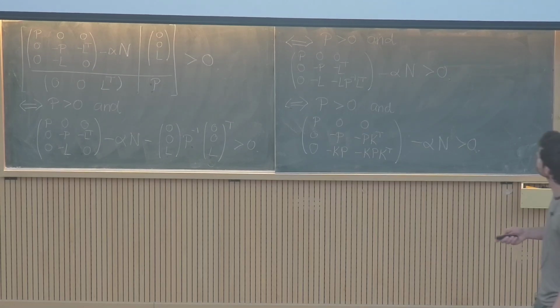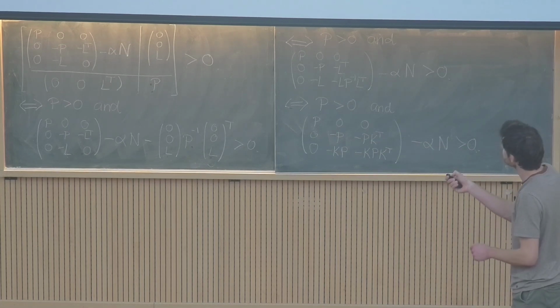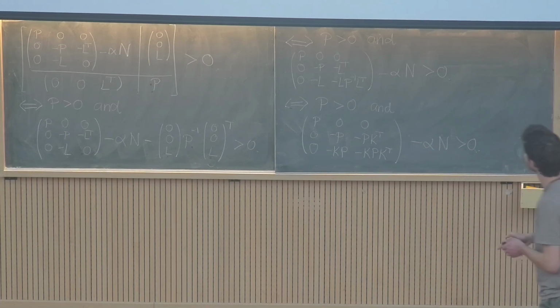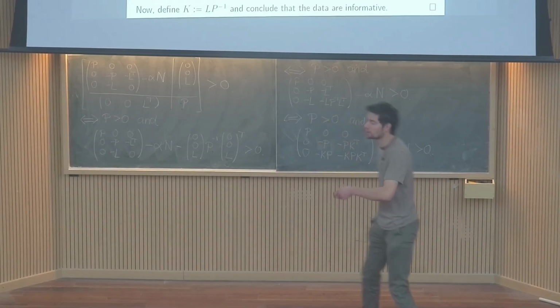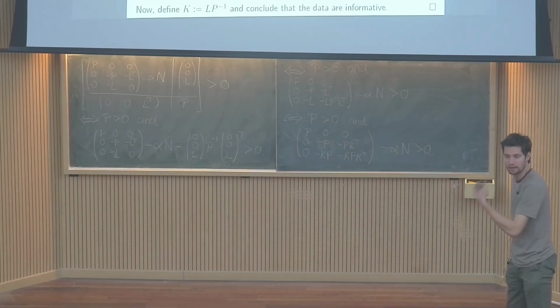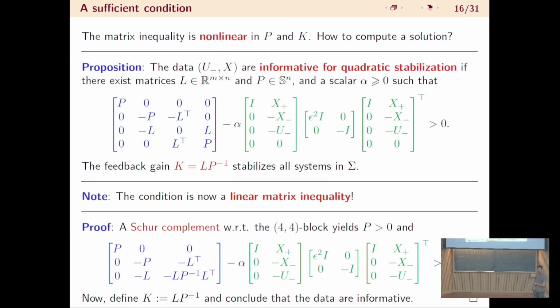So the conclusion is, by doing this change of variables, K is L P inverse, and by using a Schur complement argument, as I highlighted on the board, you can make this inequality a linear matrix inequality. Yeah?